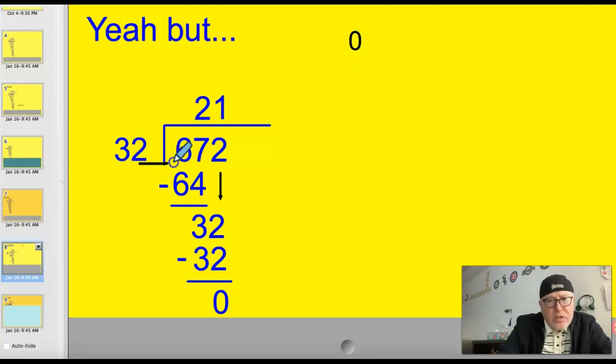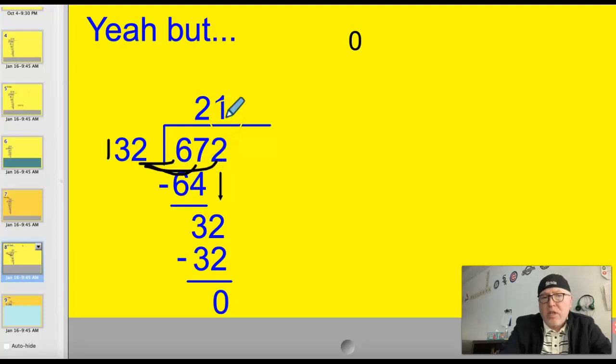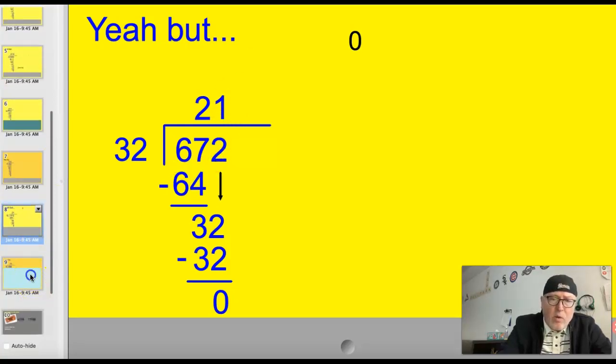Does 32 fit into the 6? No, it doesn't. Well, does it fit into the 67? Yes, it does. But if it doesn't, you just go to the third number. And sometimes that's what it takes. For example, if this number was 132, you would have to, sorry, I can't change it. If it was 132, you would actually have to go to the third digit. Does 132 fit into 672? Yes, it does. All right, let's have you try one more problem here.